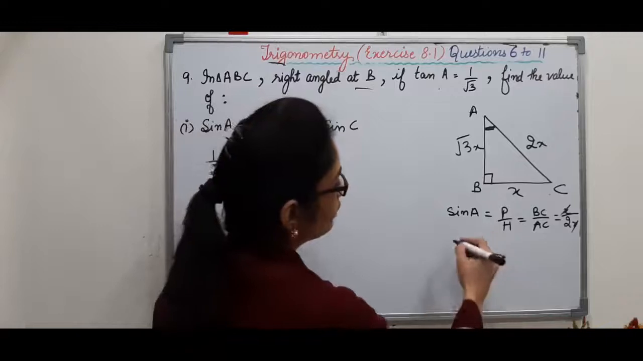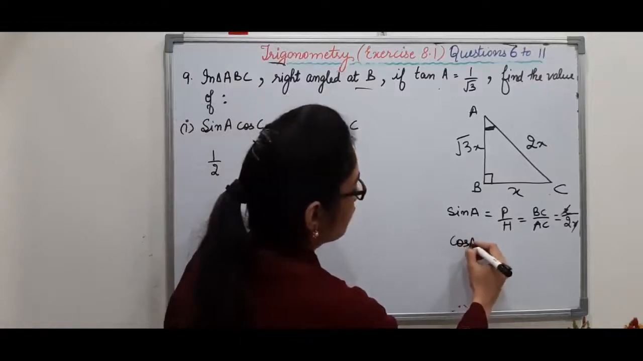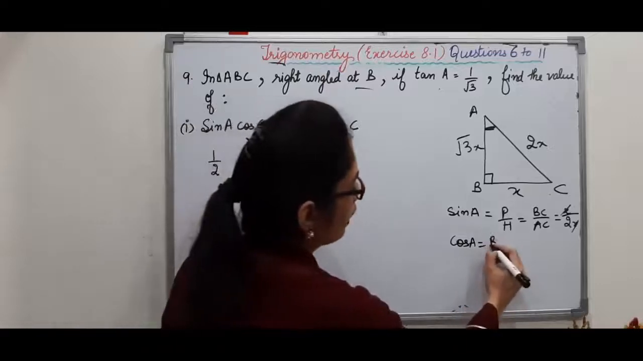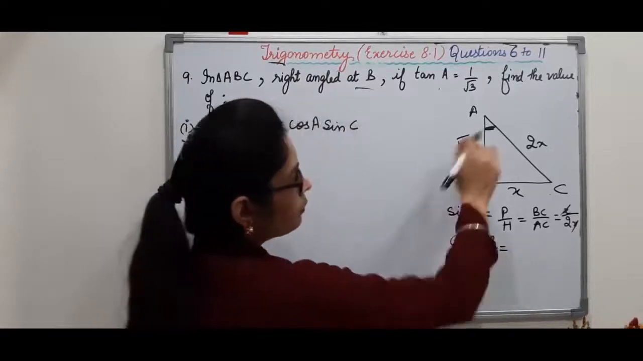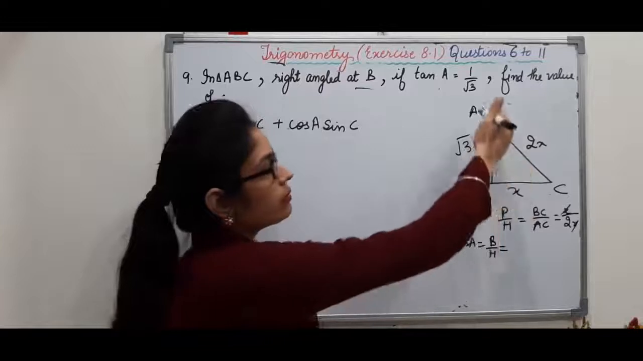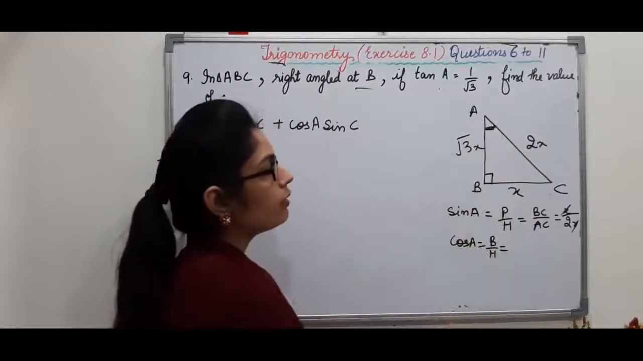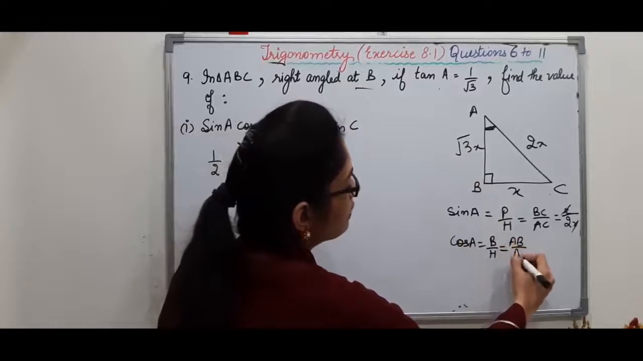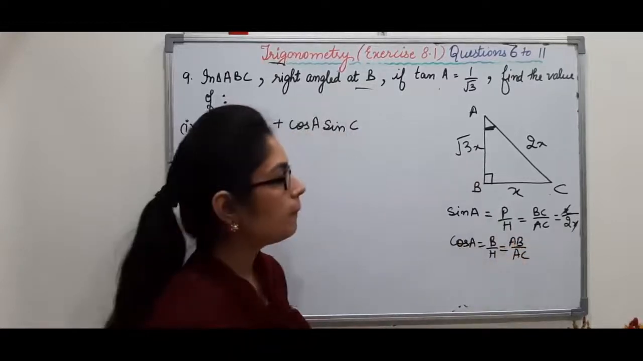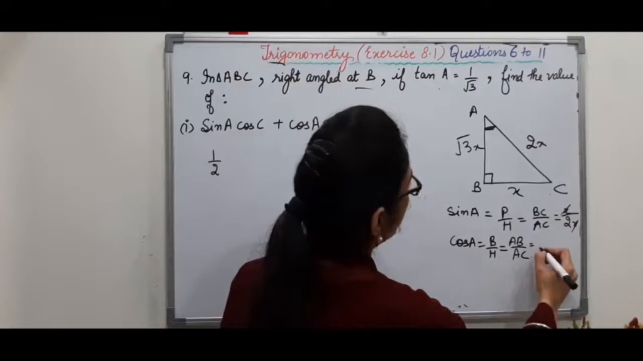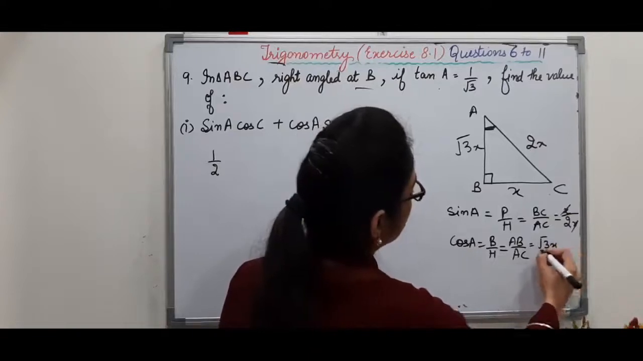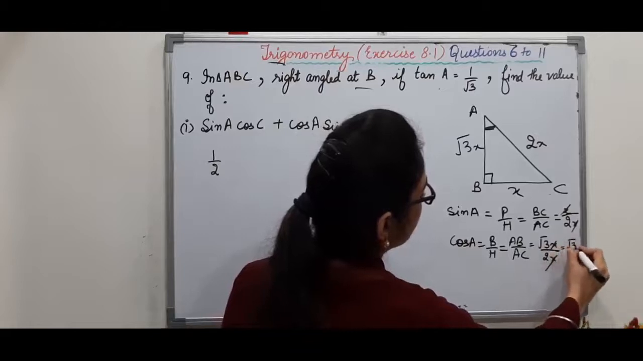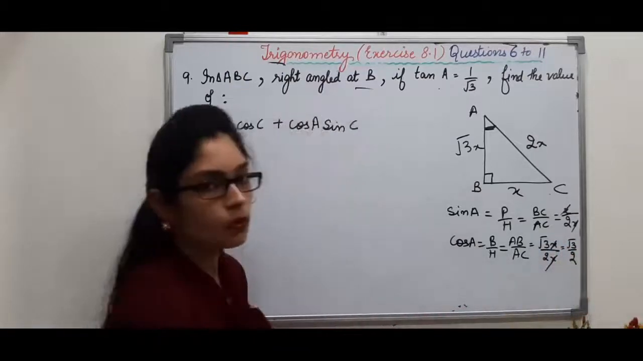Now first of all we'll find cos A here. So cos A, cos is base upon hypotenuse. So base with respect to angle A, if you see, the adjacent side of angle A is AB. So AB upon AC, because the hypotenuse will remain the same. AB, we'll write the values. AB is root 3x upon AC is 2x. So this x and x will get cancelled.